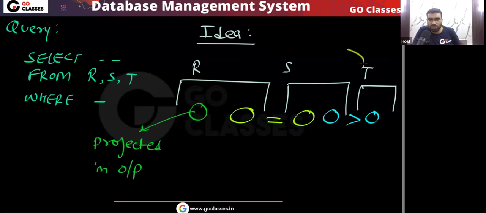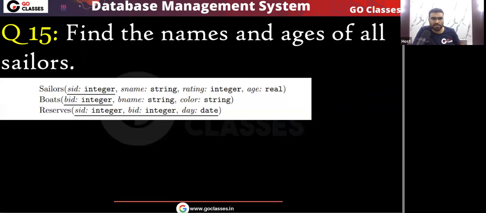So very simple. Just think about the idea. What is the idea? Is this clear? Write the tables side by side and think about the idea. Now let's see some examples.